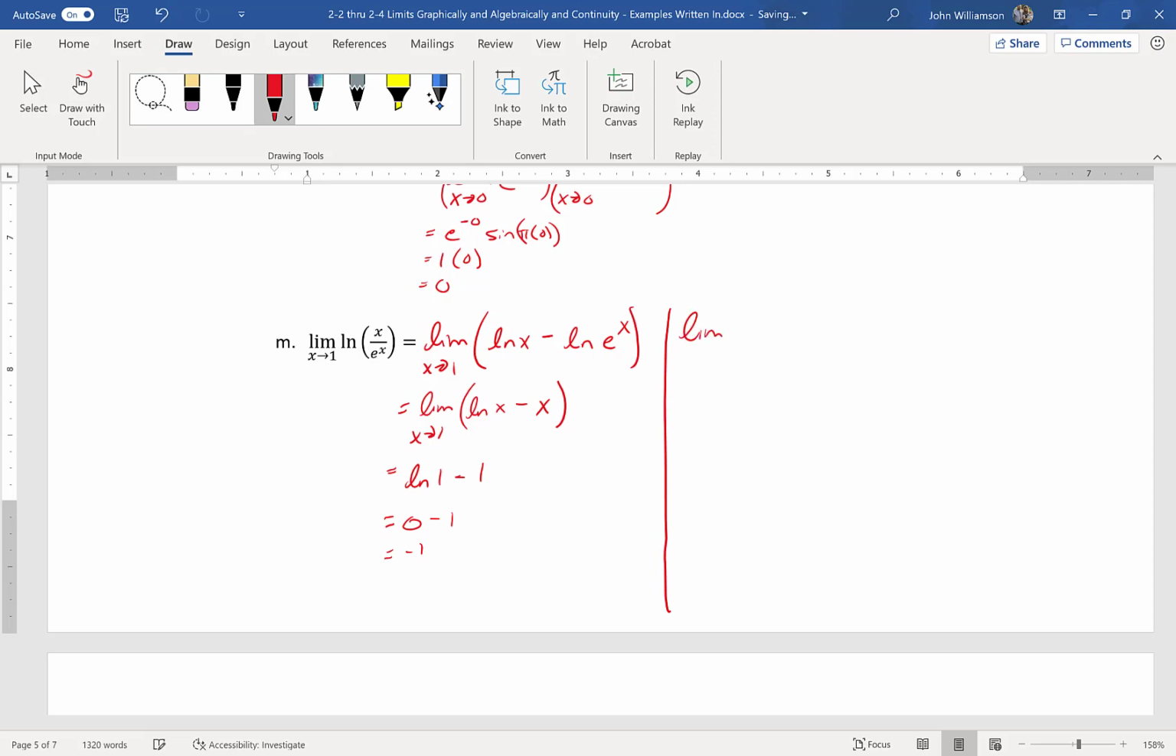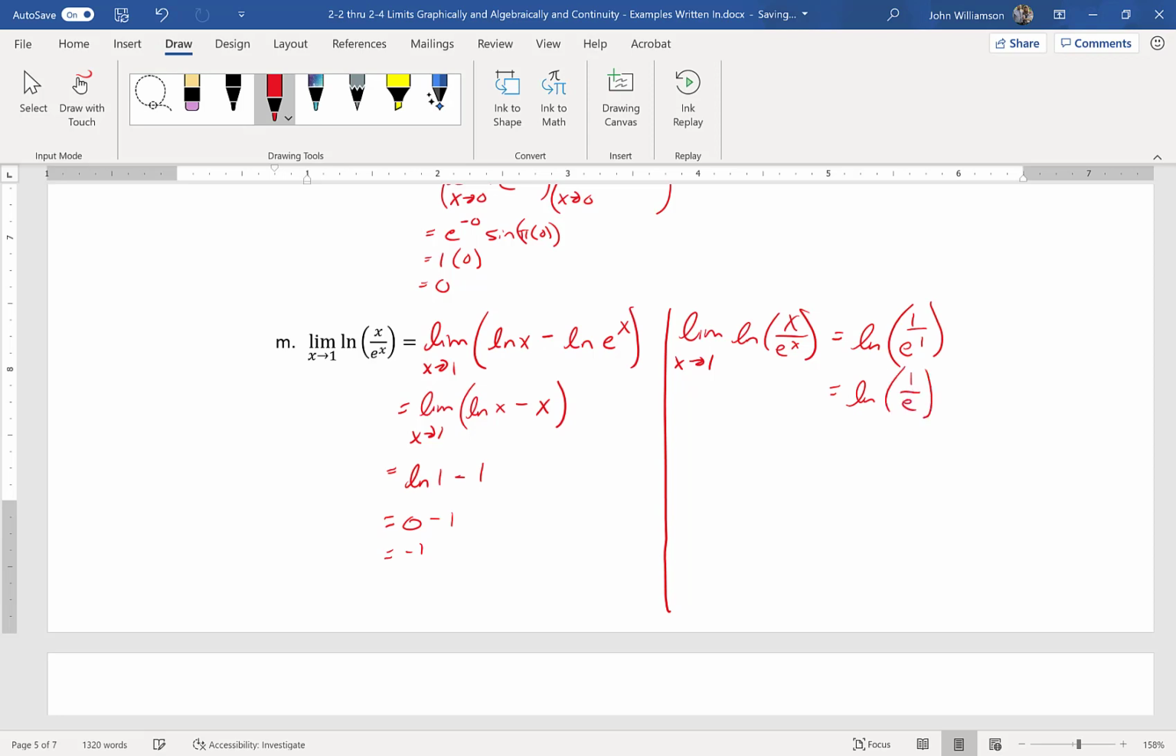Now what if we did this the other way? So the limit as x is approaching 1 of natural log of x over e to the x. What if we just went ahead and tried to direct substitute from the beginning? Would we get the same answer? Well, math and logic tell us we should. So let's see how we would. If we direct substitute, then this becomes natural log of 1 over e to the first power, or natural log of 1 over e.